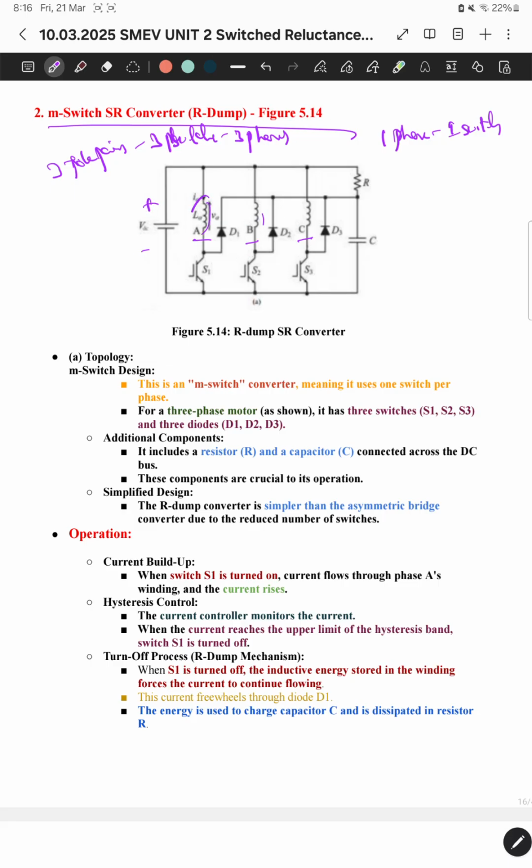As before, the DC supply is connected here, and 3 switches S1, S2, S3 are connected, and 3 diodes D1, D2, D3 are connected to provide the feedback path, or freewheeling action.